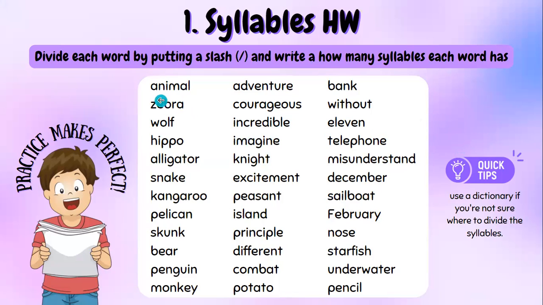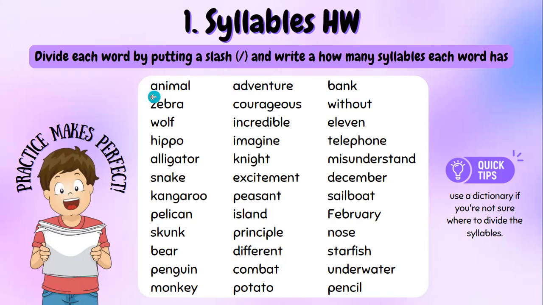Okay, I'm going to do the first one with you. Let's first count how many syllables the word animal has. Animal. How many times did I clap? I clapped 3 times. So the word animal has 3 syllables.